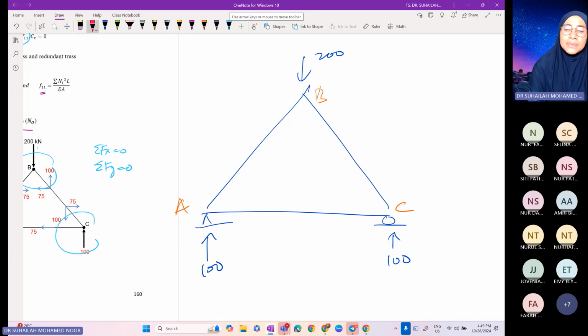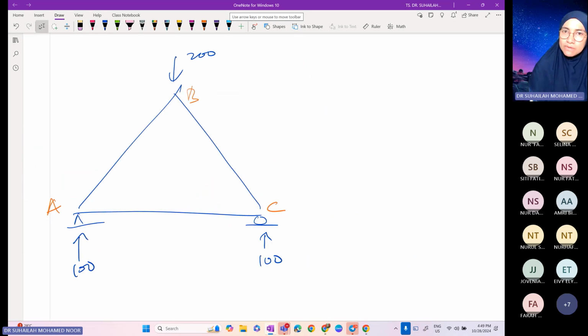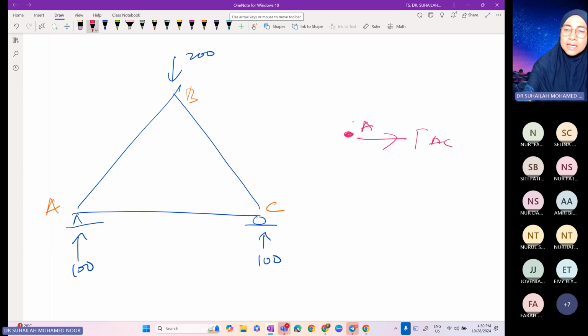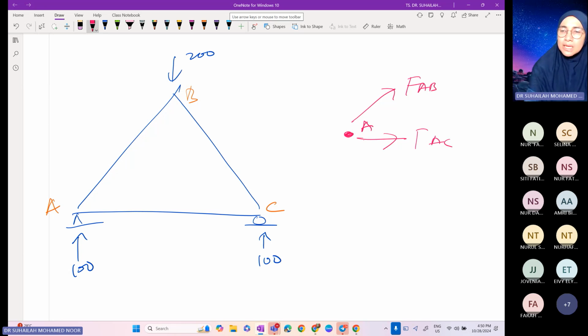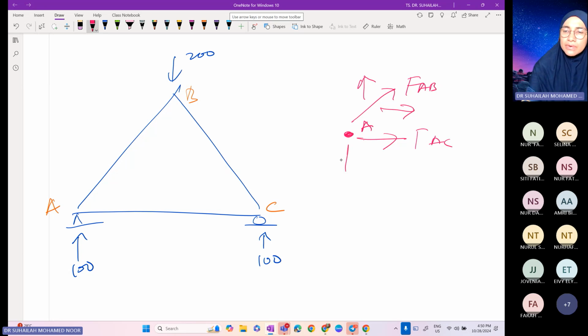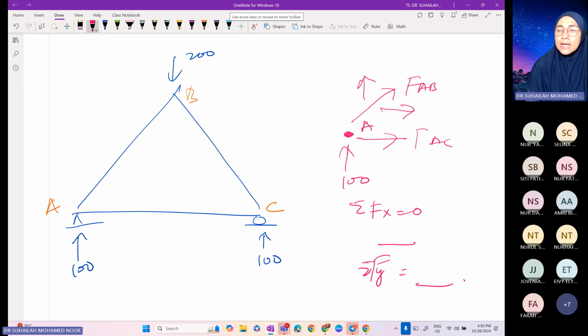So dalam case ni, kalau kita belajar dulu method of joint kan, ini joint A kan, okay, sini ada satu, ini FAC. Sini ada incline, sini FAB. Ni yang kita buat masa method of joint. Lepas tu FAB ni sebab dia incline, kita resolve in X, resolve in Y kan. Lepas tu yang ni 100. So kita pun apply lah total FX, kira total FY, kira kan. Okay, so this is the idea.